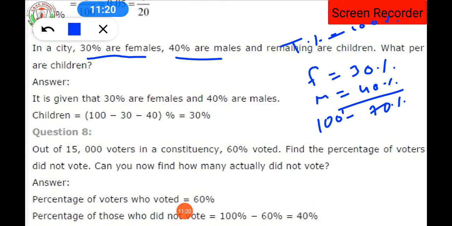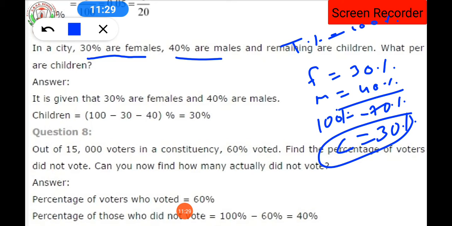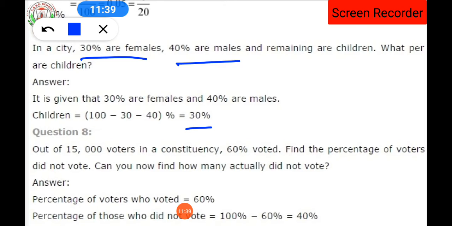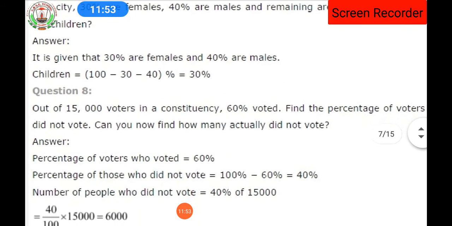So 100% minus 70% will be how much? 30%. So we can say that 30% of the children are there. Have you understood? So 30% female, 40% male, and we find that 30% are children. Clear? What are the remaining? So after doing the calculation, we find out that the 30% remaining are children. Clear everyone? Next we have question number 8.